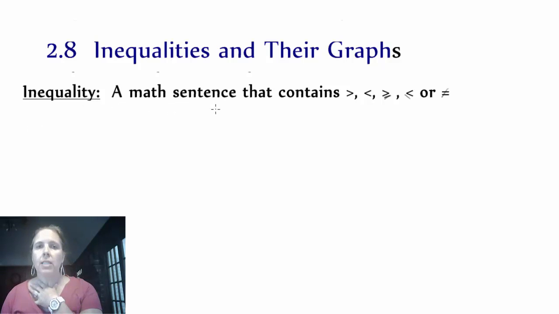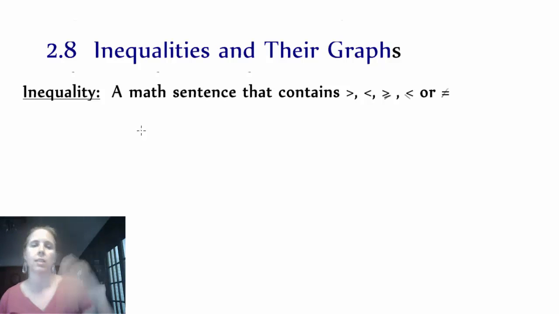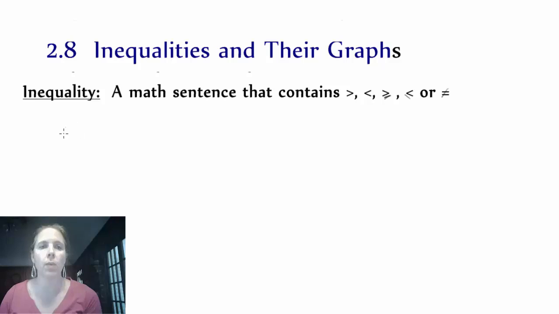An inequality is a math sentence that contains greater than, less than, greater than or equal to, less than or equal to, or not equal. That's an equal sign with a line through it. Equations have equal signs. Inequalities normally would just be less than, greater than, less than or equal to, greater than or equal to.